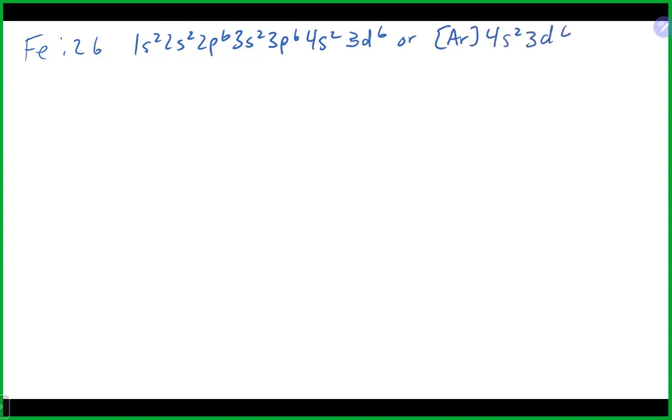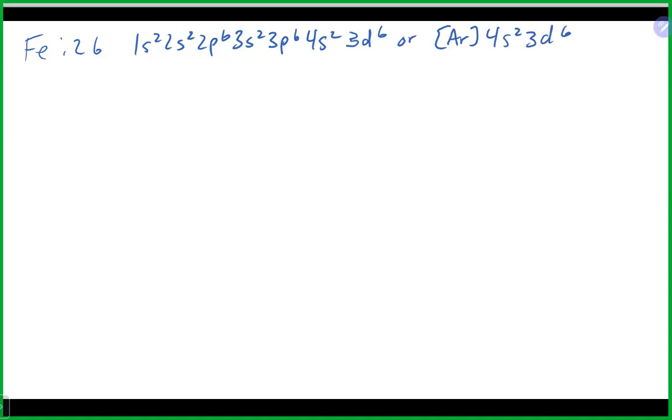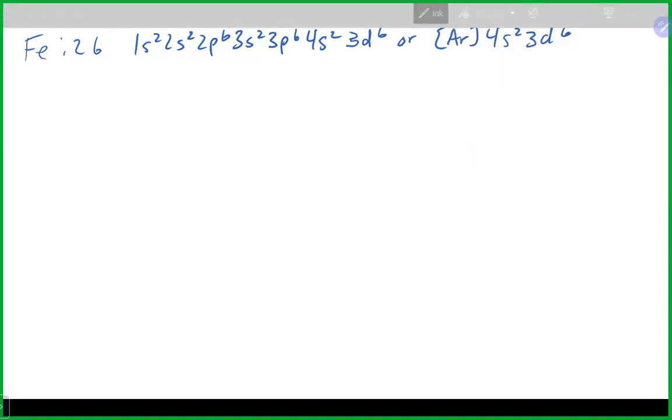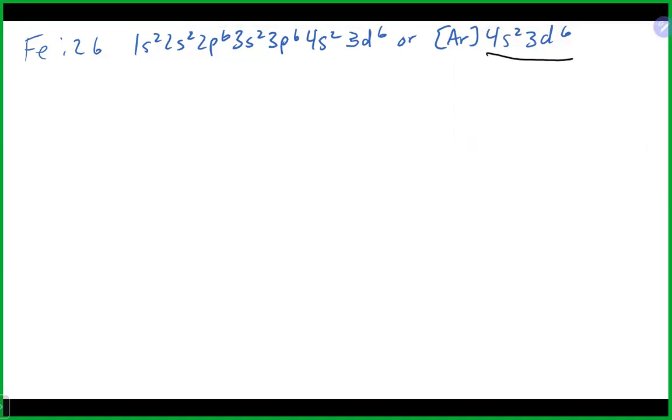So once again, if we write the electron configuration for iron, we're going to have our 1s2, 2s2, 2p6, 3s2, 3p6, 4s2, 3d6. The shorthand there is argon, 4s2, 3d6. So we're really going to focus in on what happens here when atoms lose or gain electrons.